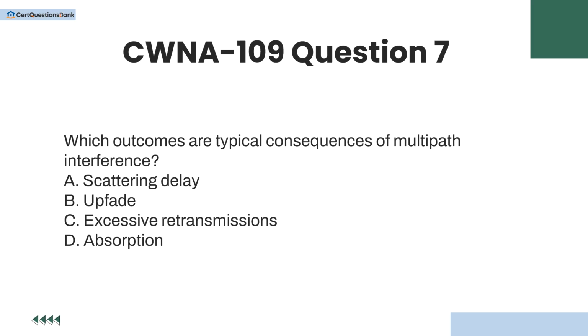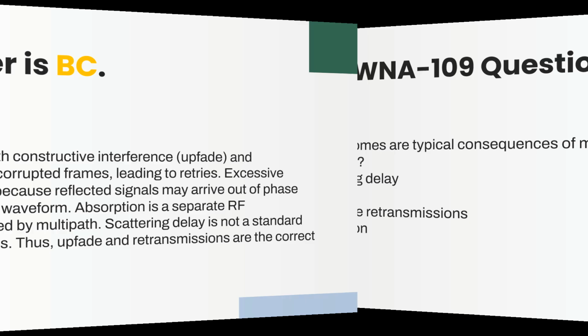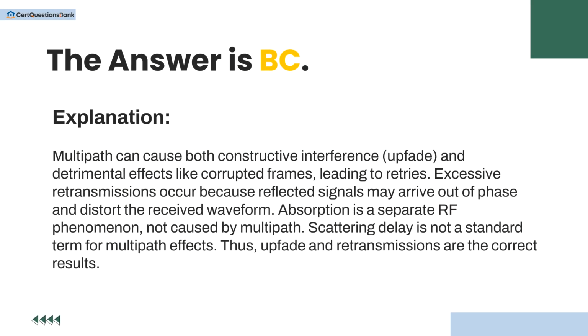Which outcomes are typical consequences of multipath interference? A. Scattering delay. B. Upfade. C. Excessive retransmissions. D. Absorption. The answer is B, C.